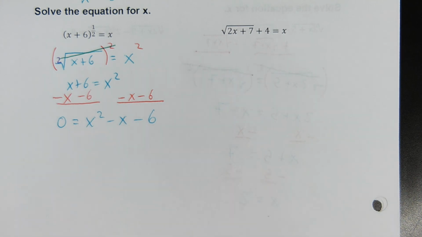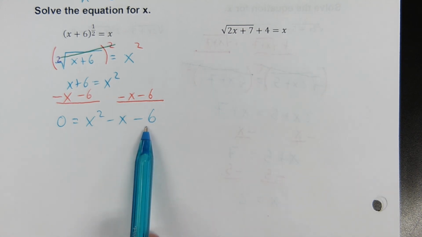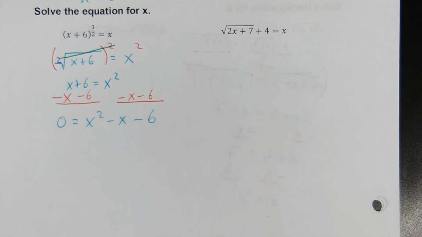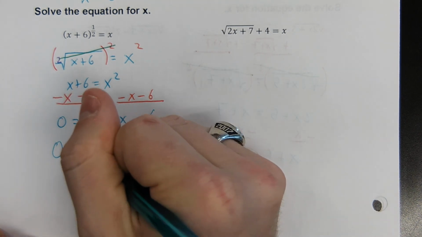This factors very quickly because there's no number in front of the x squared. That makes life good. We just need to figure out which two numbers multiply to negative 6 and add to negative 1. What two numbers multiply to negative 6 and add to negative 1? Negative 3 and positive 2. Negative 3 times 2 is negative 6. Negative 3 plus 2 is negative 1. Negative 3, positive 2.